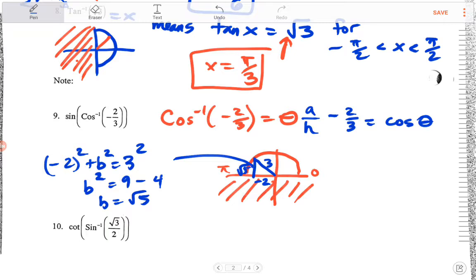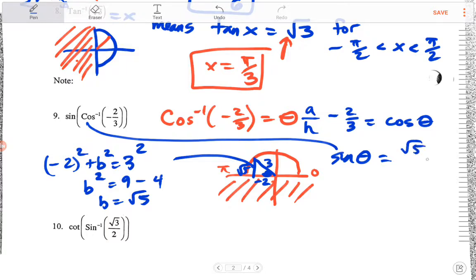So if we plug that in there, now we have a complete triangle, and what we're asked to find now is the sine of this given angle. And here's our given angle with those particular dimensions. So sine, we know, is opposite over hypotenuse. Opposite is root 5, and the hypotenuse is 3. So that is going to be our answer.